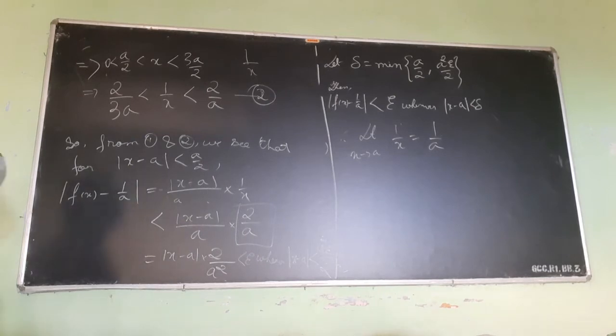Is it clear? Try to read it and see. The intention in this kind of problem is to make f x minus l less than or equal to some constant multiplied with x minus a.